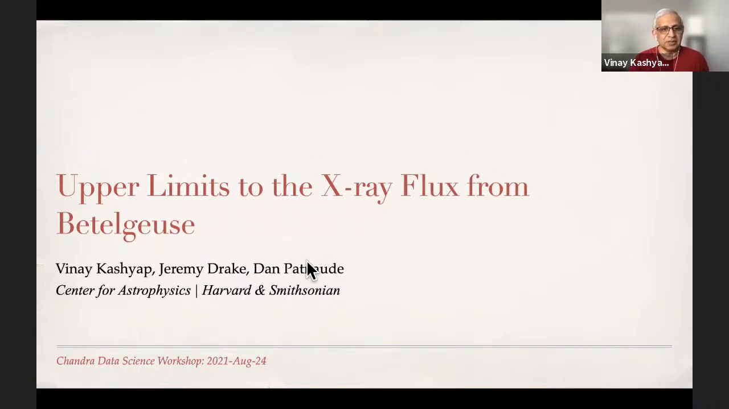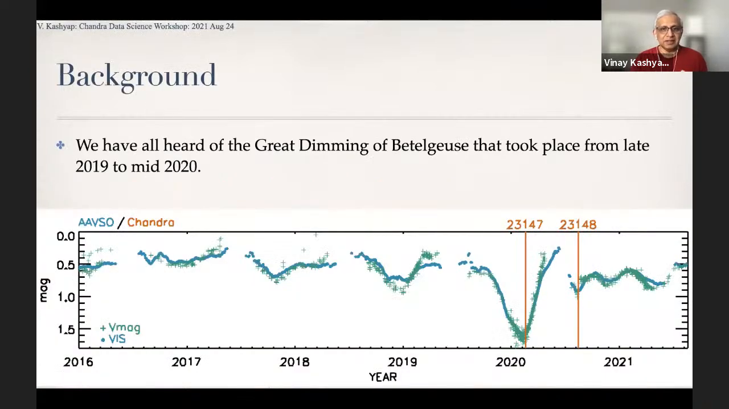My name is Vinay Kashyap. I'll be talking about X-ray observations of Betelgeuse. You all may have heard of this great dimming of Betelgeuse that took place from late 2019 to around mid-2020. What you're seeing here are the AAVSO amateur astronomers' variable star observers' light curves collected from all over the world. Observations made by amateurs, and you can see that there's this massive dip that happened in late 2019, and it set off a massive media frenzy.